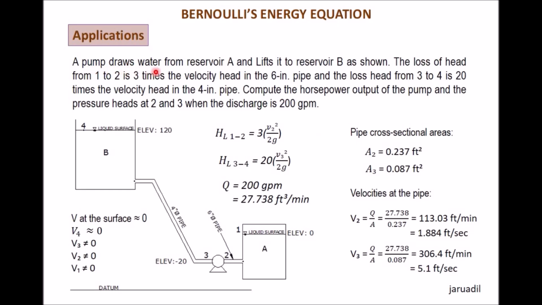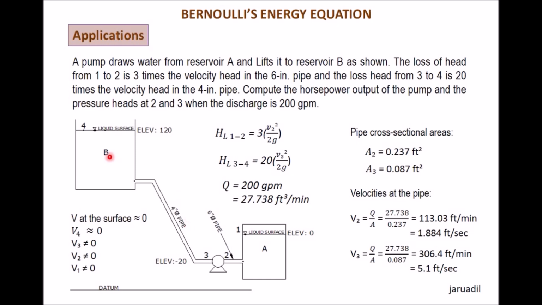A pump draws water from reservoir A and lifts it to reservoir B as shown. The loss of head from 1 to 2 is 3 times the velocity head in the 6-inch pipe, and the loss of head from 3 to 4 is 20 times the velocity head in the 4-inch pipe. Compute the horsepower output of the pump and the pressure heads at 2 and 3 when the discharge is 200 gallons per minute. So this is the figure for this problem.